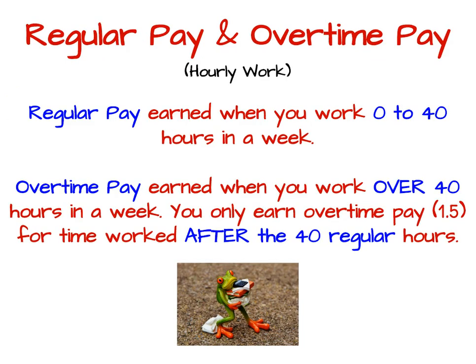Regular pay and overtime pay for hourly pay work. Regular pay is earned when you work between 0 and 40 hours in a week. Overtime pay is earned when you work over 40 hours in a week. But remember, you only earn the overtime pay at a rate of 1.5 times your regular pay for the time that you worked after the 40 regular hours. So if you worked 45 hours, the first 40 hours you would earn your regular pay, and then the other 5 hours you would work at your overtime pay rate.